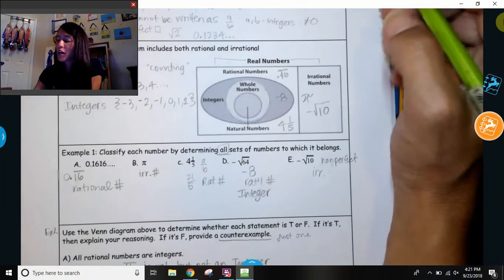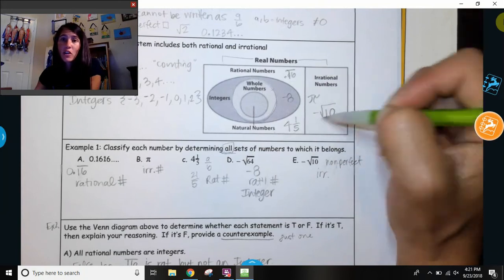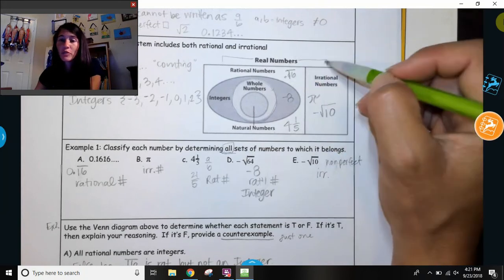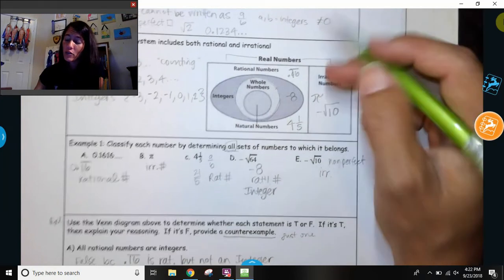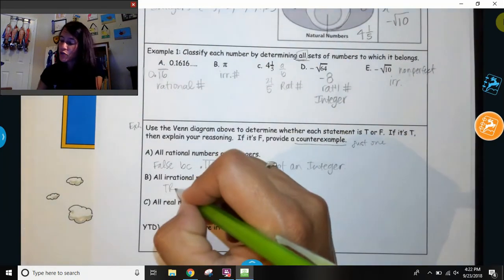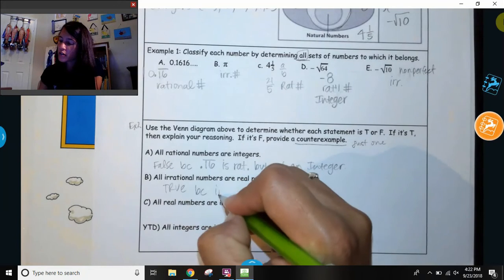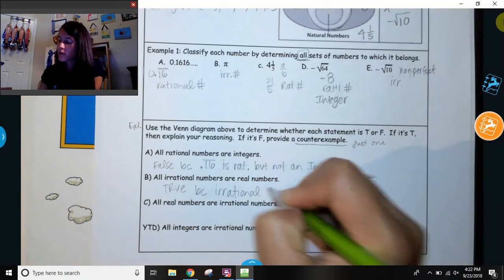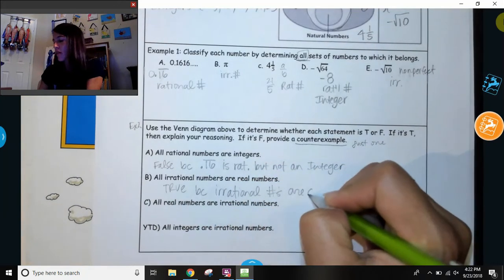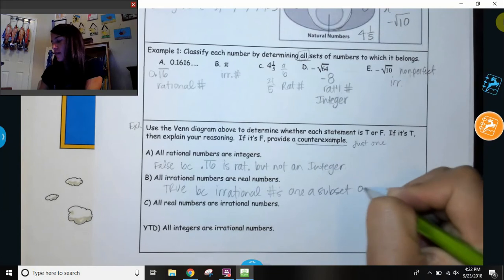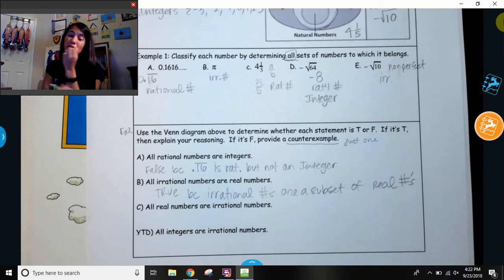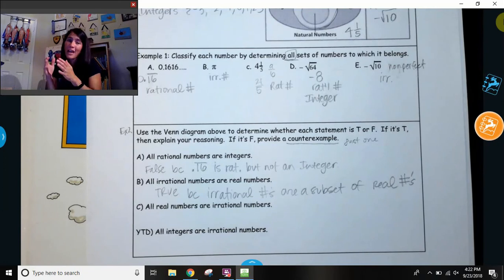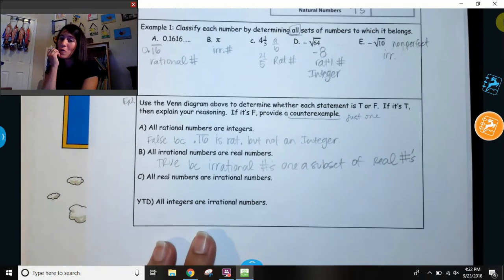All right, B, all irrational are real. So let's come up here and look. Any number that falls into the irrational category, is it also a real number? And the answer is yes. Irrational is a subset of real, which means it is true because irrational numbers are a subset of real numbers. And that's what I would expect you to write. The irrational category is a subset of real numbers, and so anything that's irrational will also be real.